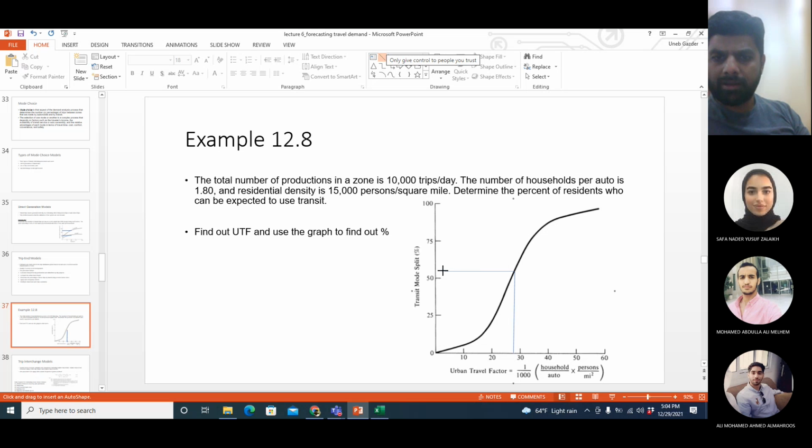Then from here, the percentage of transit trips is somewhere around, let's say, 55. So 55% of the residents of this area will use transit. For example, out of 10,000 person trips, 55% will be using the transit, and the other will be using the car. This is how you use it.